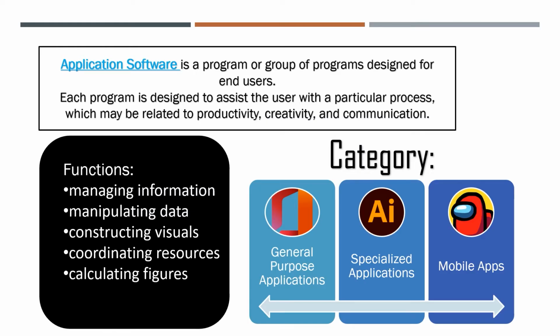Application software is a program or group of programs designed for end users. Each program is designed to assist the user with a particular process which may be related to productivity, creativity, and communications. The function of application software is to manage information, manipulate data, construct visuals, coordinate resources, and calculate figures. The categories of application software are general purpose applications, specialized applications, and mobile apps.